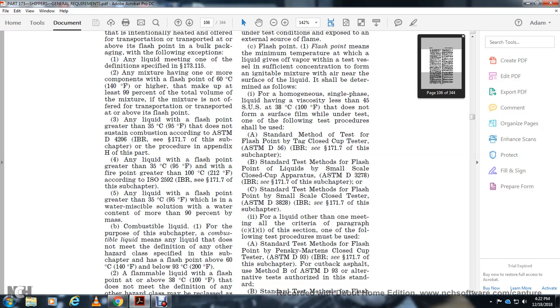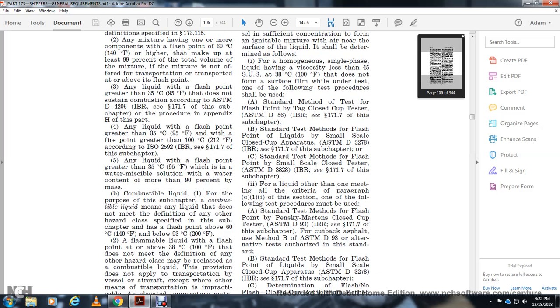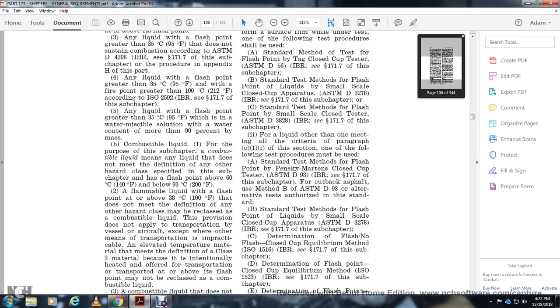For cutback asphalt, the method is ASTM D 3143, with the alternative test authorized: the standard test method for flash point of liquids by small scale closed cup apparatus to determine the flash point, using the closed cup equilibrium method. Determine the flash point with the closed cup equilibrium method.